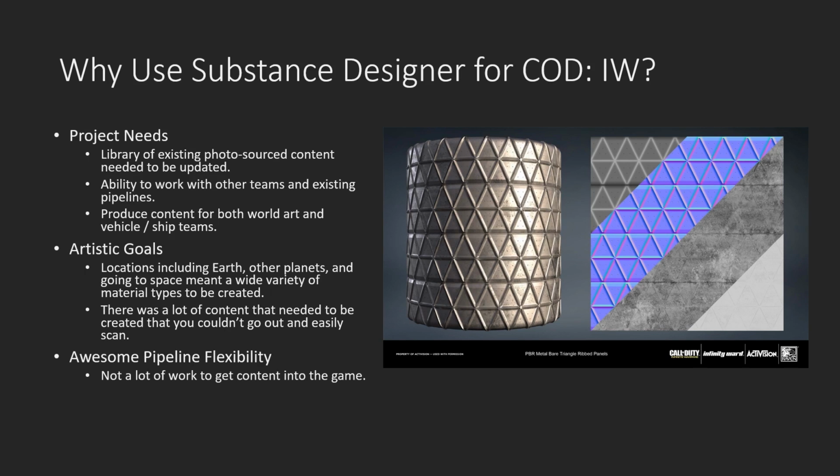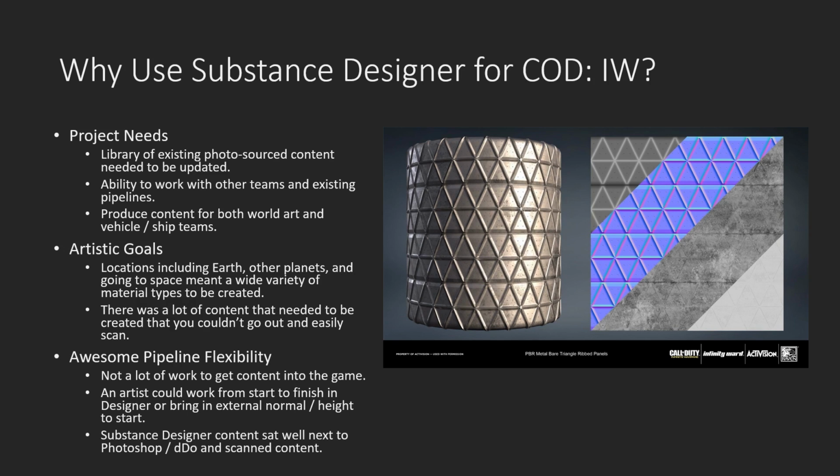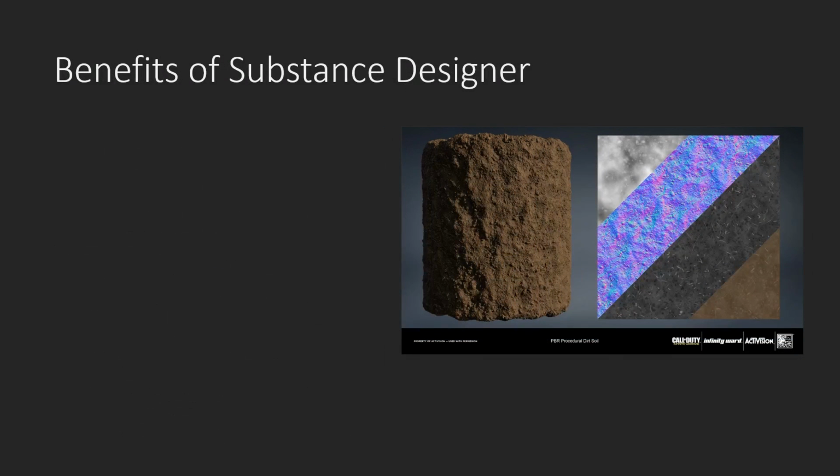So again, it's not a lot of work to get content into the game. An artist could work from start to finish in Designer or bring in an external normal or height map to start. Like I mentioned before, we had a lot of existing content, and we would throw in the existing normal and height maps and just clean them up from there. And the biggest thing is a lot of the other content was being made with Quixel Suite, right? So we needed a tool that would allow us to have everything sit well in the scene, and Substance Designer allowed us to do that.